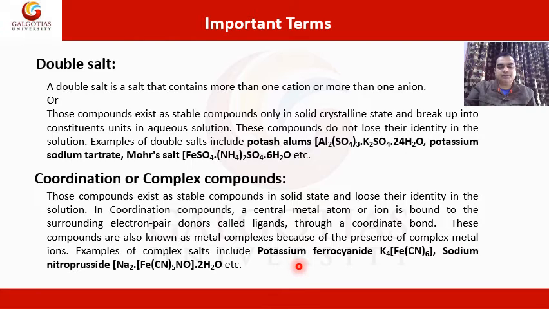Now, what are examples of complex compounds? We have potassium ferrocyanide, K4[Fe(CN)6], in which potassium is the counter ion, a positive ion, and the portion inside the brackets is the coordination sphere, [Fe(CN)6]4-, the complex anion. Similarly, we have sodium nitroprusside, Na2[Fe(CN)5NO]·2H2O. That is also an example of coordination or complex compounds.